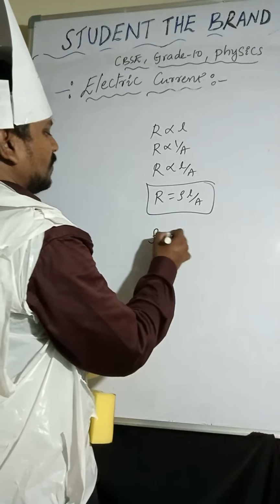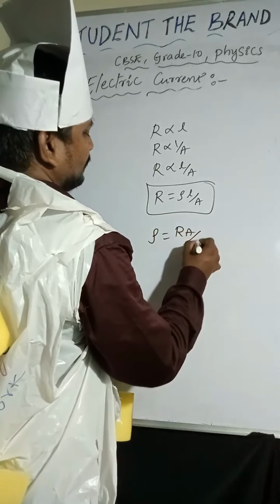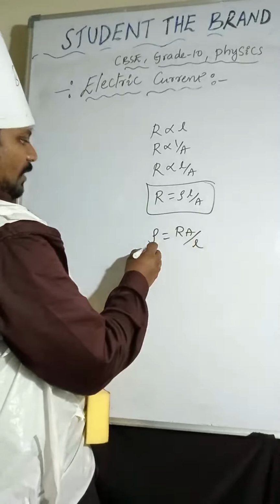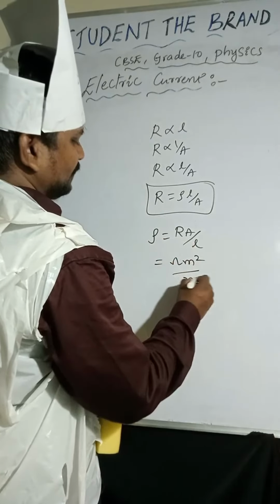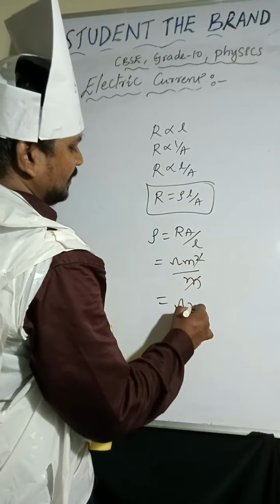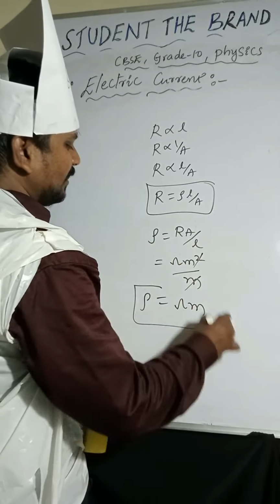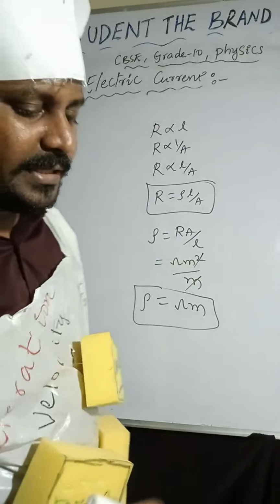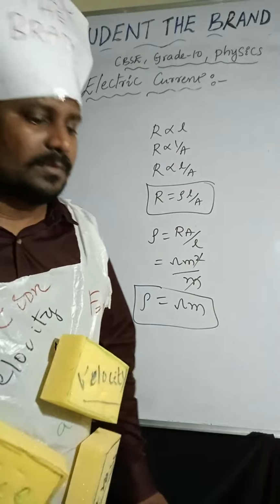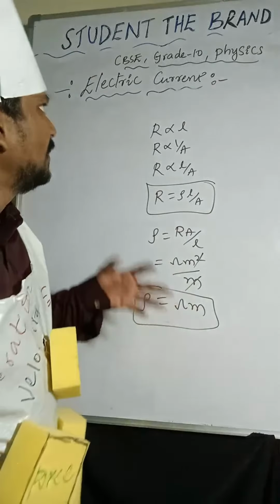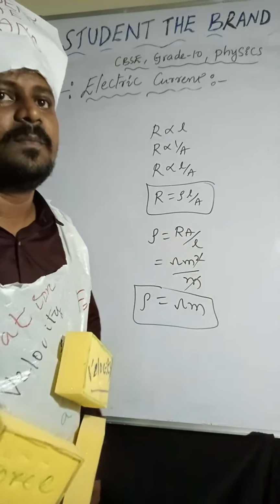So rho equal to RA by L, which is ohm meter square by meter. The meter gets cancelled, giving ohm meter. So this is the SI unit of resistivity. Until here we discussed, and we'll continue with the next part.